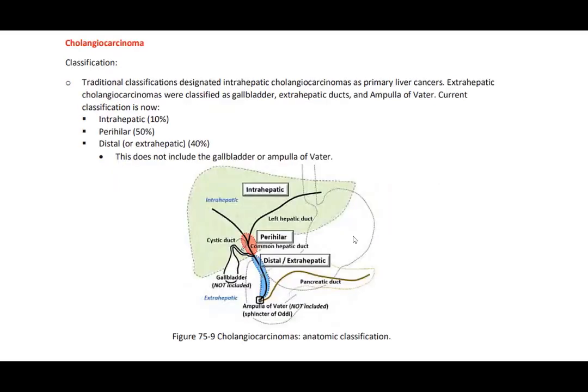Next, let's discuss some malignant processes that occur within the gallbladder. We'll start with cholangiocarcinoma. So the traditional classification designated intrahepatic cholangiocarcinomas as primary liver cancers. Extrahepatic cholangiocarcinomas were then classified as either gallbladder, extrahepatic duct, and ampulla of Vater cancers. But the current classification is that the majority of cancers that occur here are perihilar. The next most common are distal or still extrahepatic, and then very few of them are intrahepatic. But this does not include the gallbladder or the ampulla of Vater cancers.